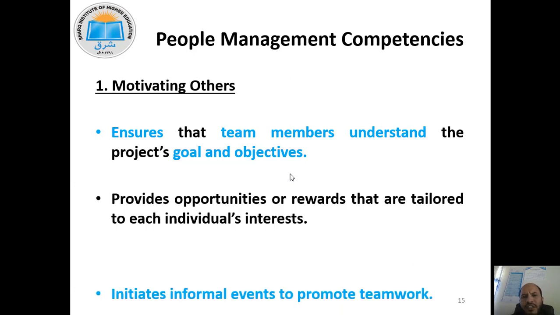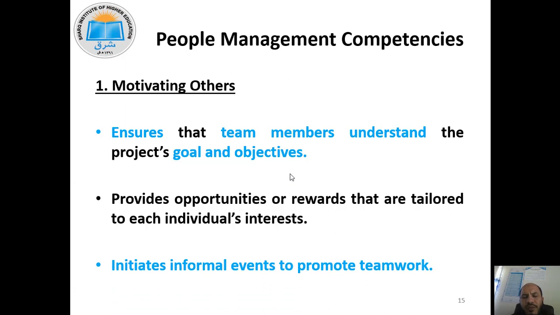So it is one of the competencies of the project manager, called people management competency. The project manager will initiate informal events to promote teamwork. To promote teamwork, the project managers will conduct informal events, for example taking trips, entertainment visits, and others, to build relationships among the team members and to promote teamwork. So motivation skills are one of the competencies of the project managers.